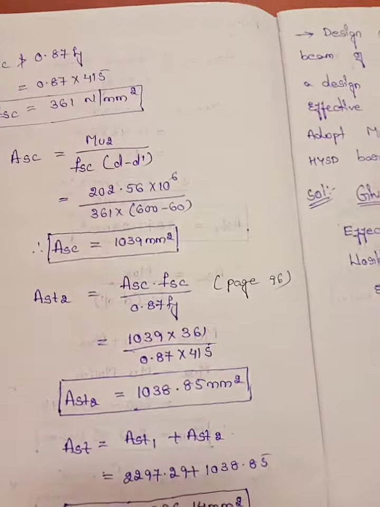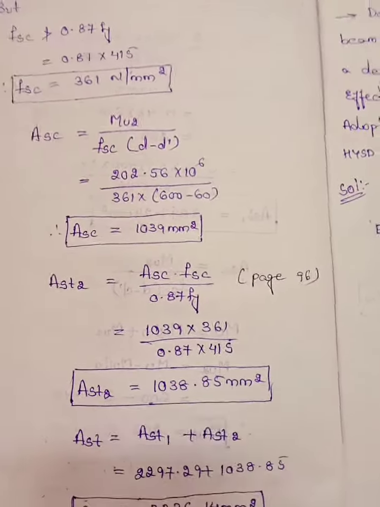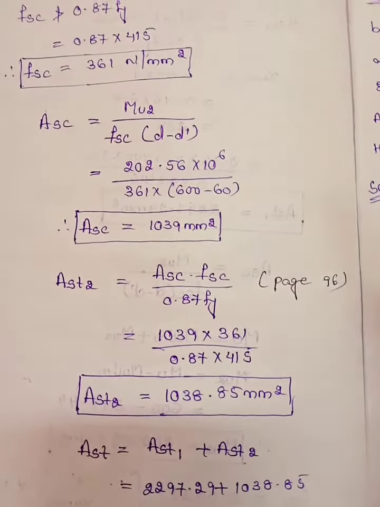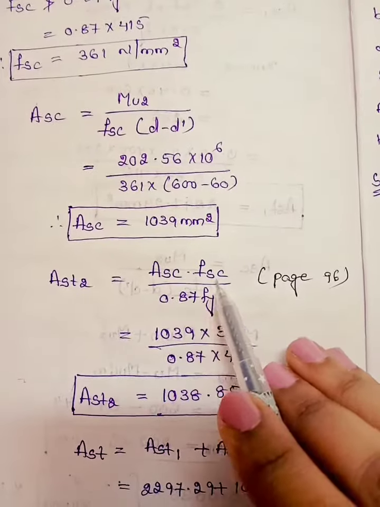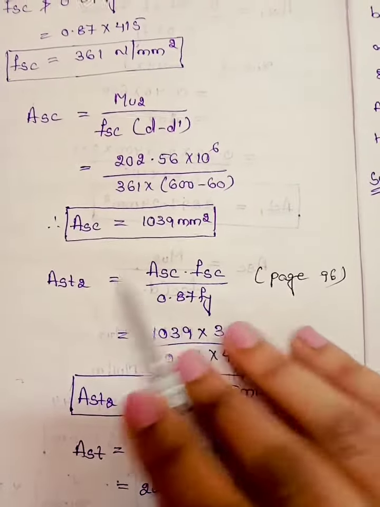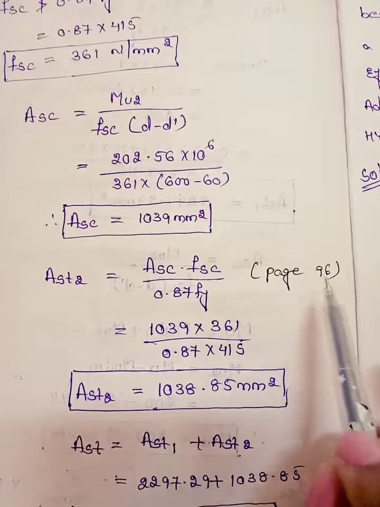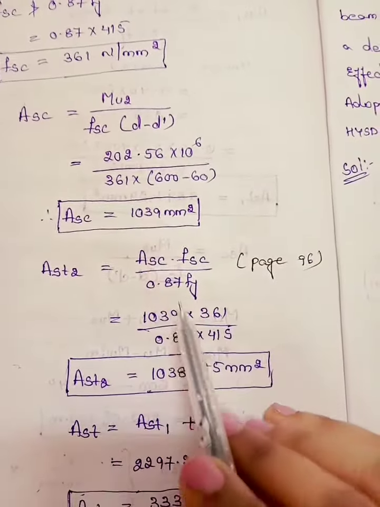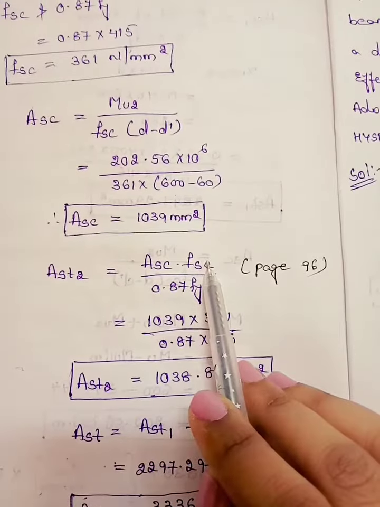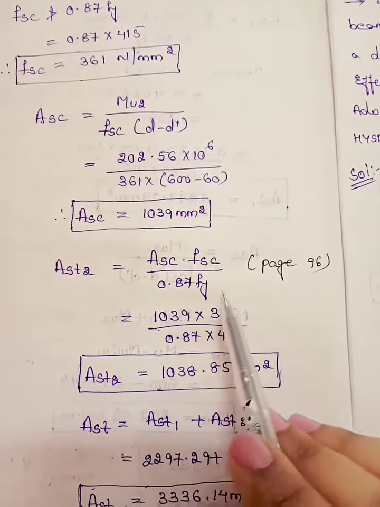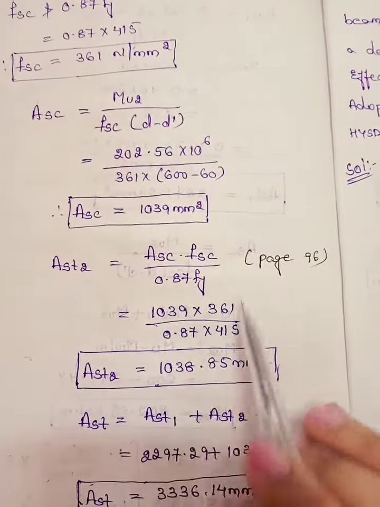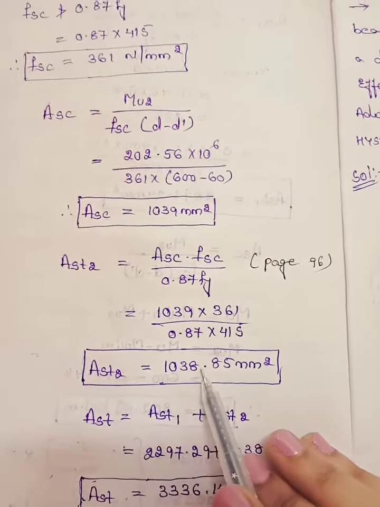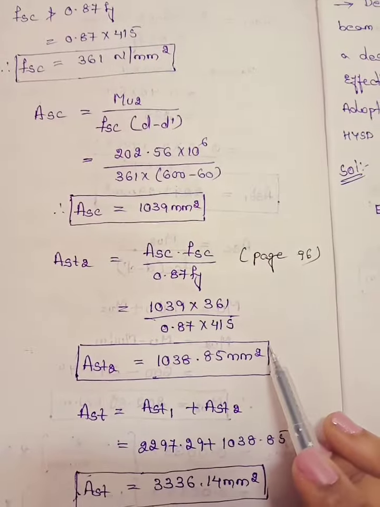So after finding ASC, what is the other step there? AST1 we have calculated. Now AST2. So AST2 is equals to ASC into FSC by 0.87 Fy. So this formula you can refer in page 96 of IS 456-2000. So ASC you know, just now we have calculated. FSC also you know, and 0.87 Fy also we know. So substitute all the values, you will be getting the AST2. So it is 1038.85 mm square.